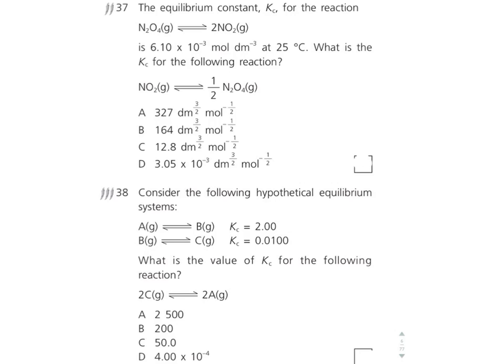37-38 deal with manipulating chemical reactions and the relationship with Kc. In number 37, we are looking at taking a reaction and doing two things to it to go from this reaction to this one. What have you done? You have reversed the reaction, and you multiplied the equation by 1/2.